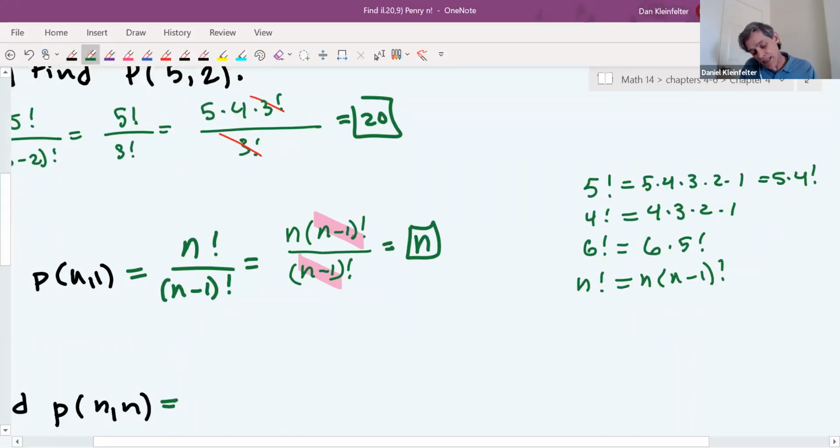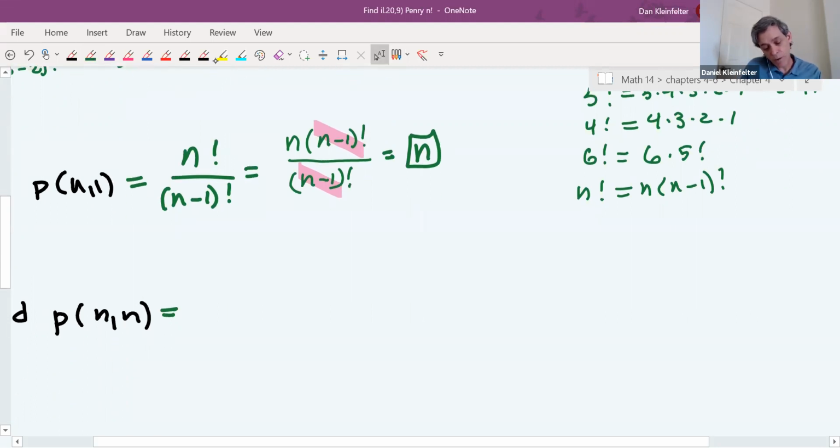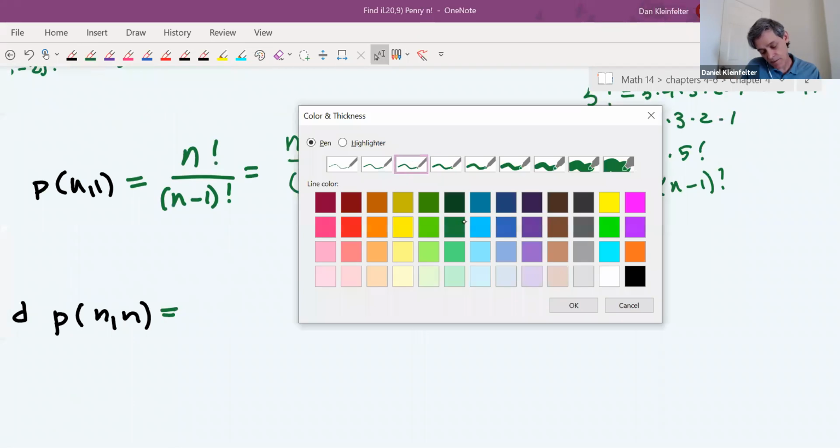And if you think about it, that makes sense. If you have n things, n people, and you're going to pick one of them, how many ways are there for you to pick the one person? There's n of them. You've got 8 friends, and you're going to pick one person to have come over for dinner. How many ways are there for you to pick one of those 8 people? There's 8 choices. So it makes total sense that we came out with n. Okay, so let's try the next one next.